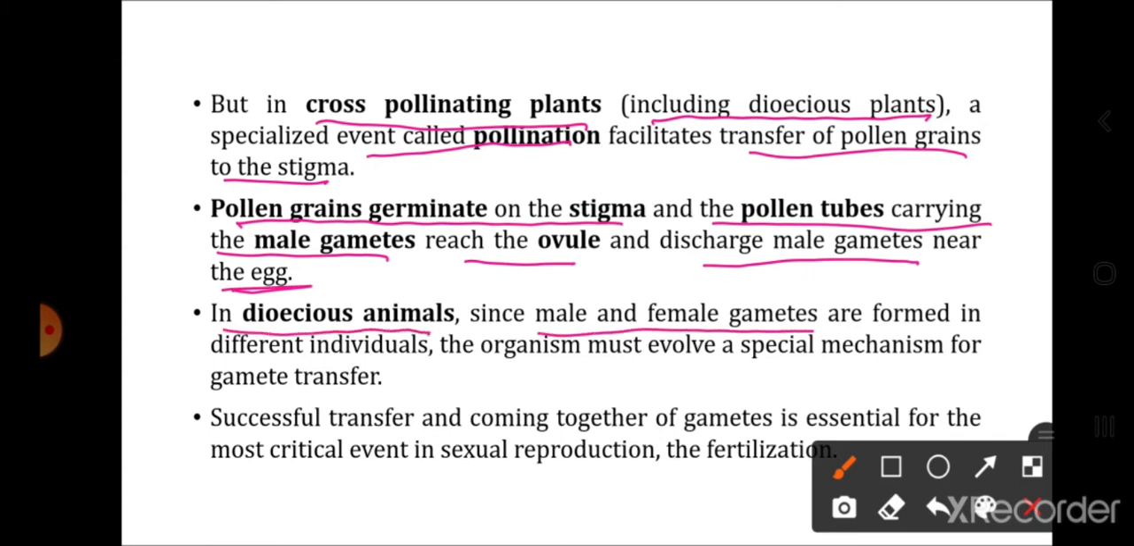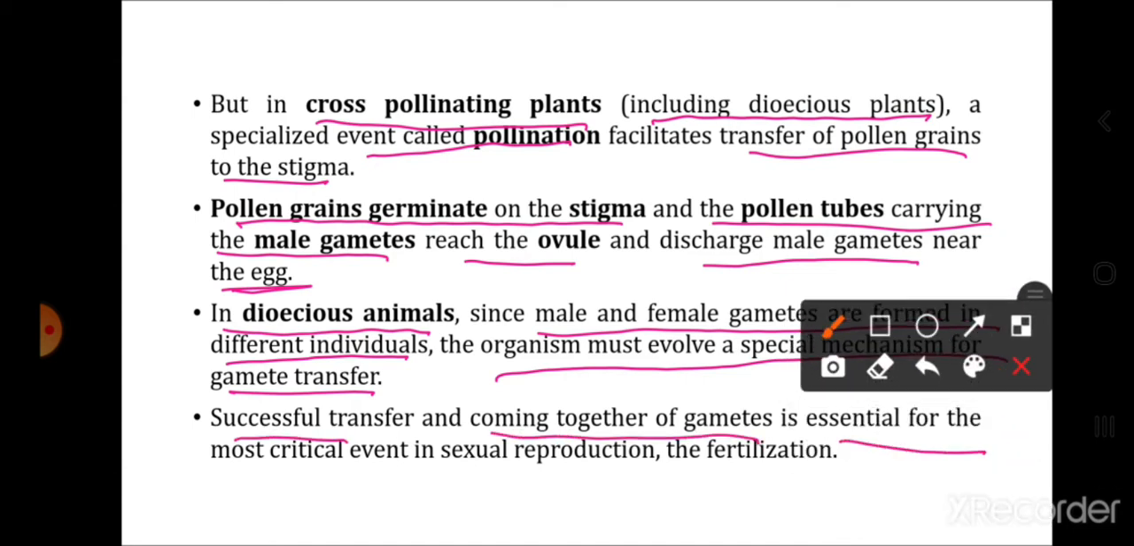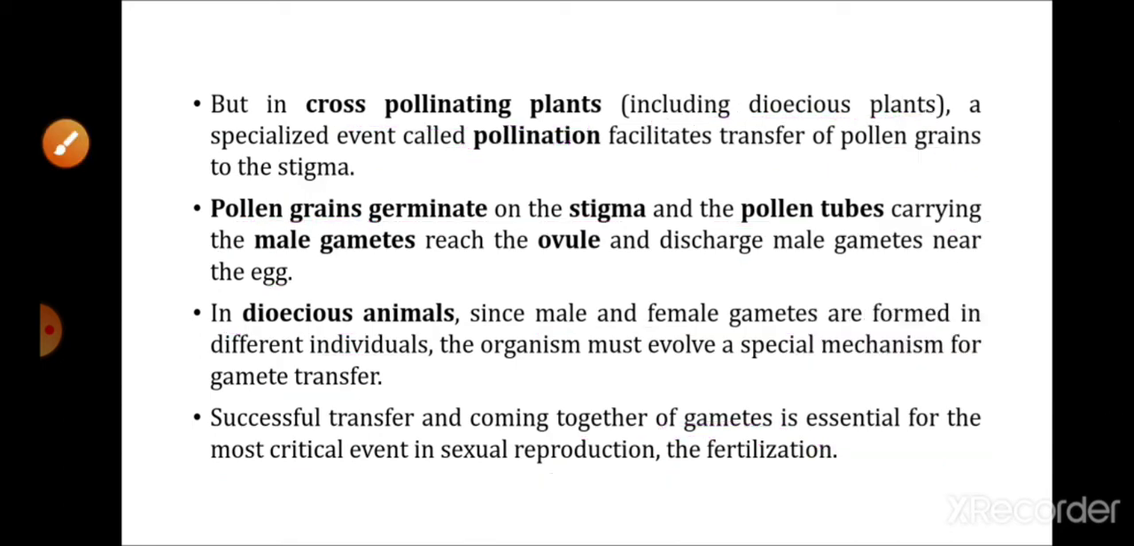In dioecious animals, since male and female gametes are formed in different individuals, the organisms must evolve a special mechanism for gamete transfer. Like in human beings, the process of copulation and insemination may act as the process for gamete transfer. Successful transfer and coming together of gametes is essential for the most critical event of sexual reproduction, that is fertilization. So one of the most important processes of sexual reproduction is fertilization. But for the process of fertilization to occur, a very important thing that must occur is the successful transfer of the gametes. If gametes do not transfer, there won't be the process of fertilization. So that is regarding the gamete transfer.